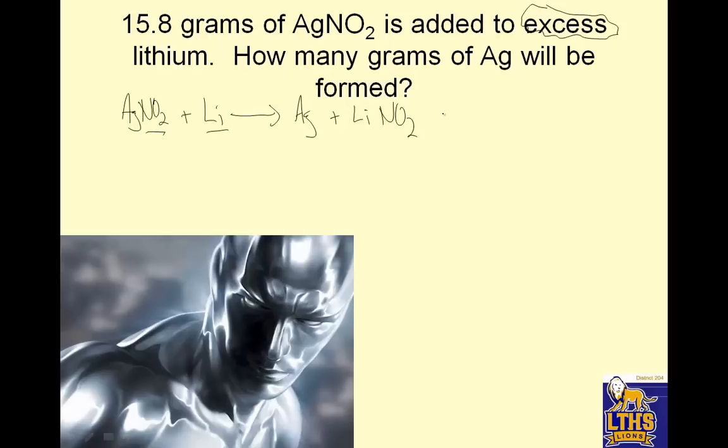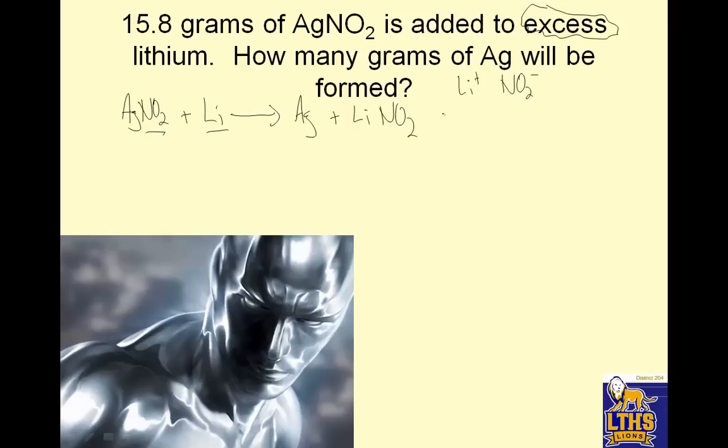Okay, now I need to balance this because I need a balanced equation for this. The other ones have been balanced for me. One silver, one lithium, one NO2, one NO2. And by the way, lithium nitrite, lithium is plus 1 because of where it is in the periodic table, and NO2 is nitrite, which is NO2 negative 1, which is why I don't have any other subscripts here.